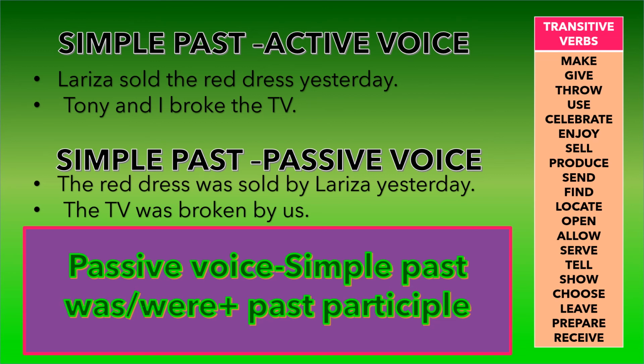So another one. Tony and I broke the TV. The TV was broken by us. Maybe this by us is not as important, but hey, we can mention it. But right here in passive voice, I am focusing on this part. I am focusing on the red dress, and I am focusing on the TV. And was sold, was broken. And again, there is no structure that looks like this. If you say, okay, was and then sold, maybe was selling, that will be past continuous. But hey, it was sold. So guys, there should be no confusion.